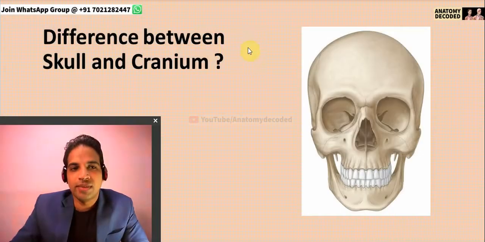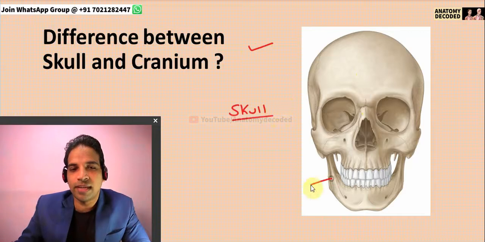So what is the difference between skull and cranium? At times, many students get confused pertaining to this topic and they consider both as synonymous. So you should be knowing what is the difference between the skull and the cranium. What we can see in this image, this is the skull. Then what is cranium?